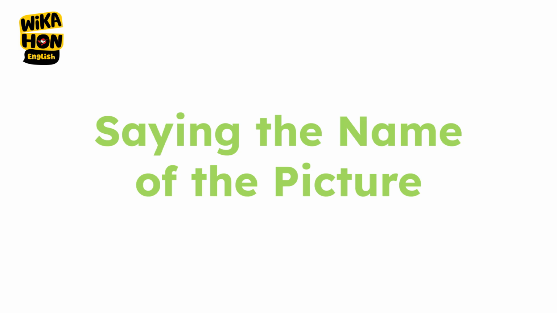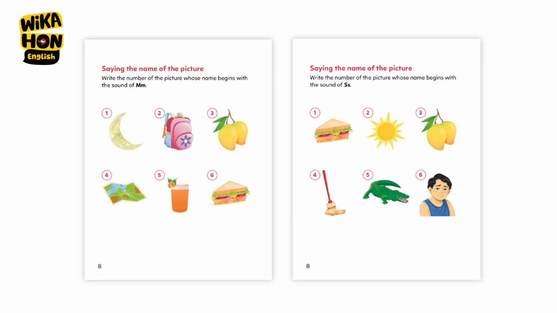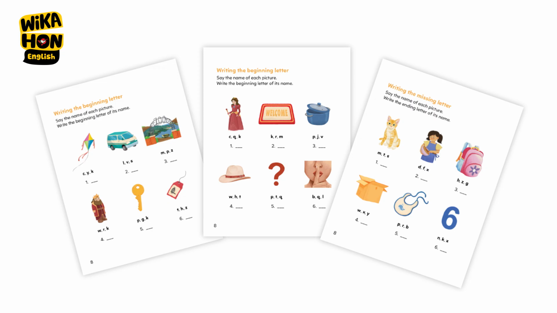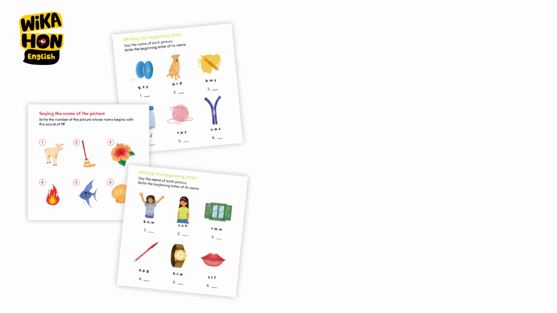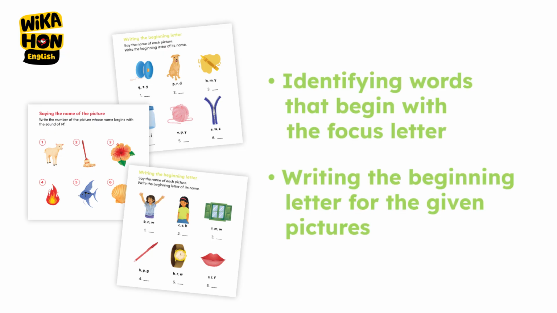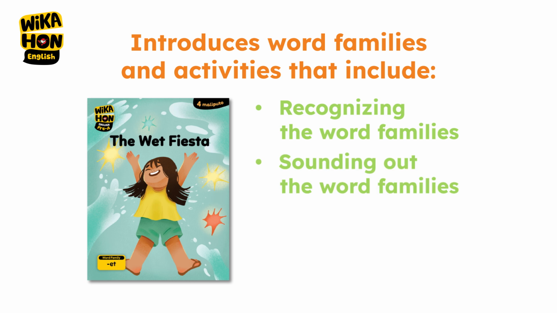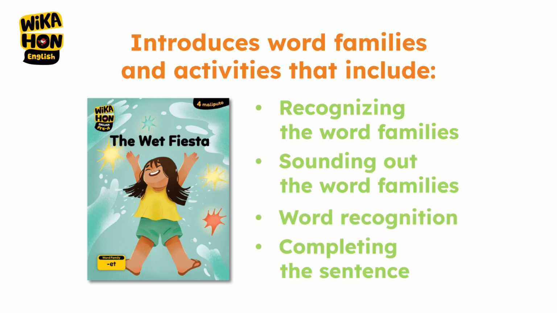Saying the name of the picture. To check whether students have acquired the alphabet knowledge and skills necessary for decoding words, they are asked to identify the beginning letters of given pictures or write the missing letters in certain words. The activities vary across categories to reflect the increasing levels of phonics skills students are developing. Additionally, starting from the 4th story in WiKAHON English Pre-A, word families and the following post-reading activities are introduced.